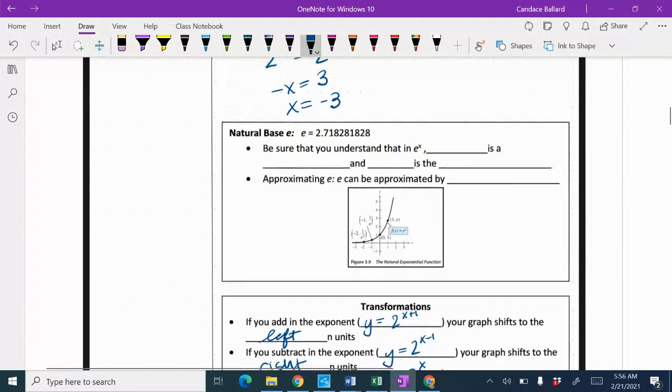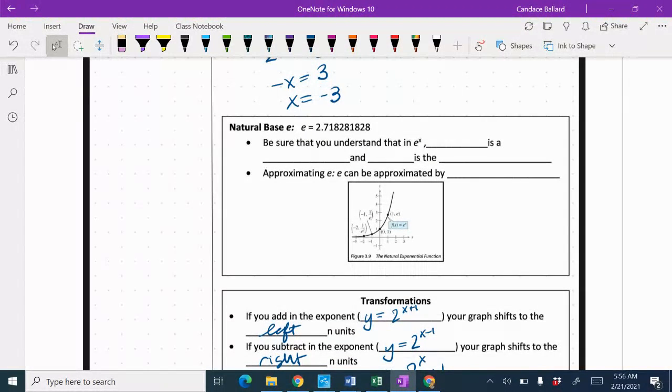Now let's take a look at the natural base. So we've been working with a numerical base. This one is what we call the natural base e. e is just a number. It's kind of like pi in that it keeps going on and on without much repetition. It's 2.718 and so on.